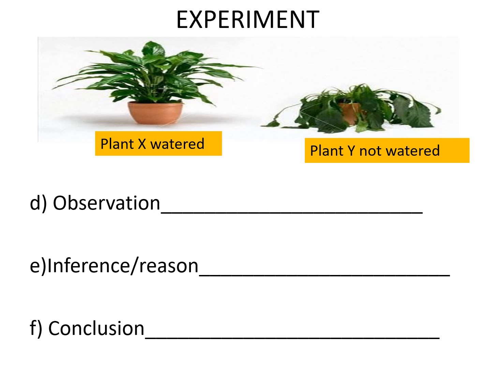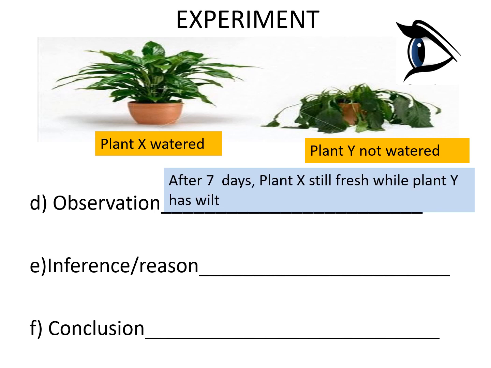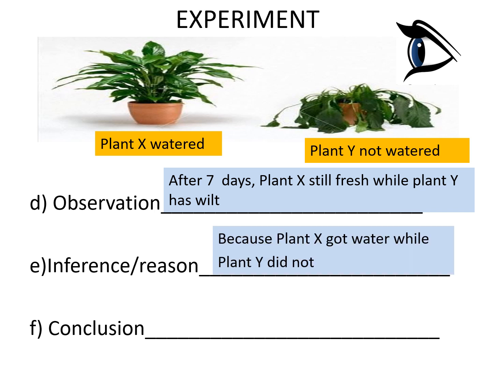So for observation, in your answer, you just have to tell what you see. What happens to plant X and plant Y? Don't forget to compare and mention both plants in your answer. So the answer is, after 7 days, plant X is still fresh, while plant Y has wilt. And the inference or reason is because plant X got water, while plant Y did not.